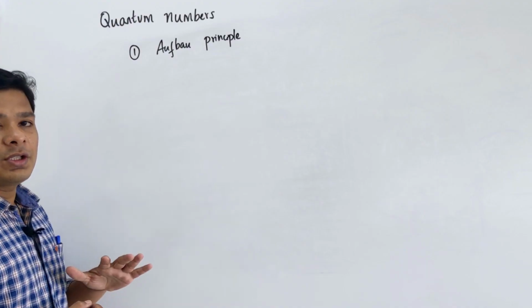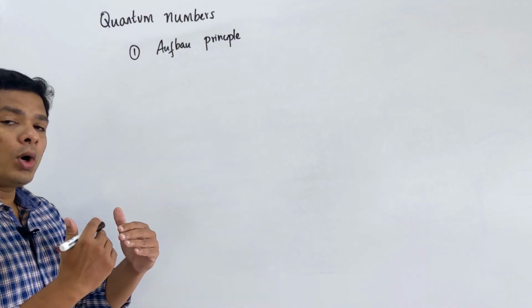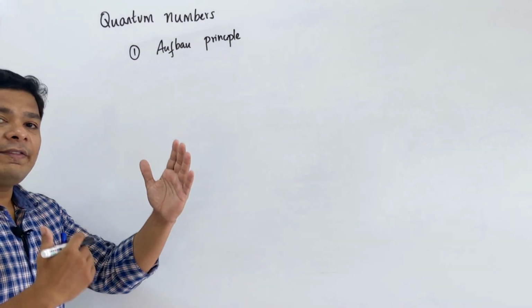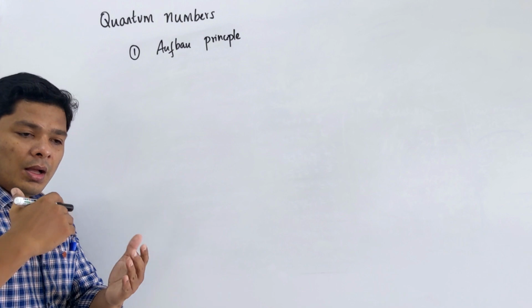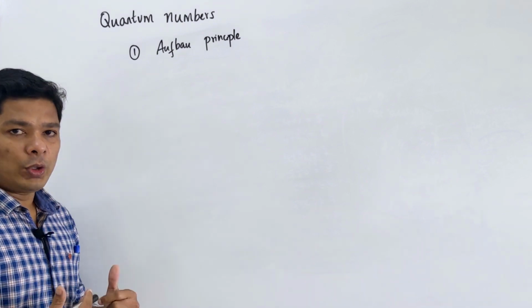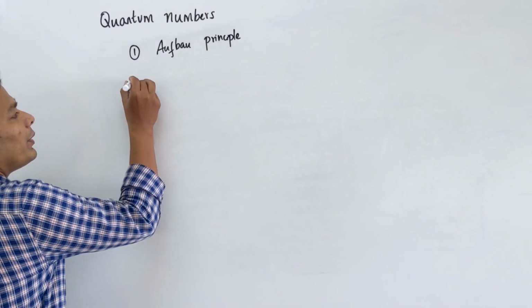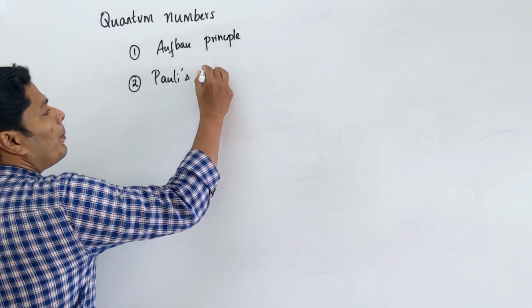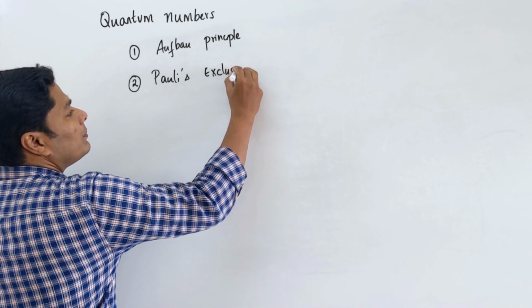Now let's look into the next principle. Now that we saw Aufbau tells me in what order I have to arrange the electrons. Okay. So in the orbital, first win, second win, third win, we saw that. Now the second thing that you are going to see is Pauli's exclusion principle.